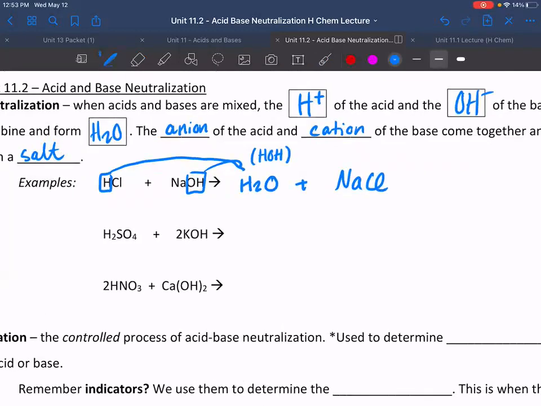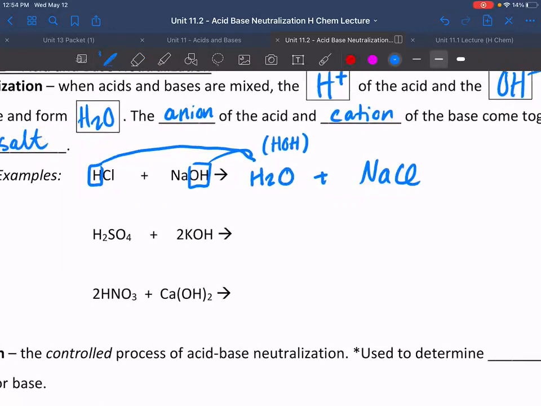Let's do another one. The next one is with sulfuric acid and potassium hydroxide. Now we'll make a mole of water for every hydrogen we have. We have 2 hydrogens here, so we end up needing 2 hydroxides because of the coefficient. We needed that to balance. So we'll get 2 moles of water. What's left over then is K2SO4. This is our salt, potassium sulfate.